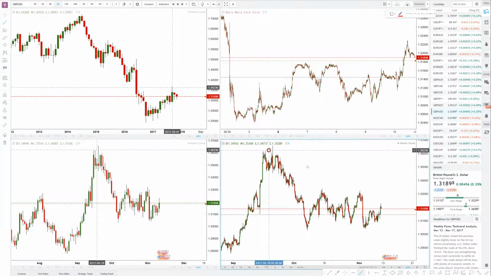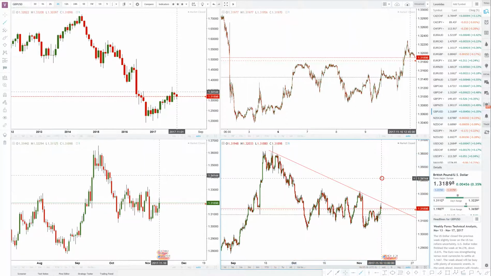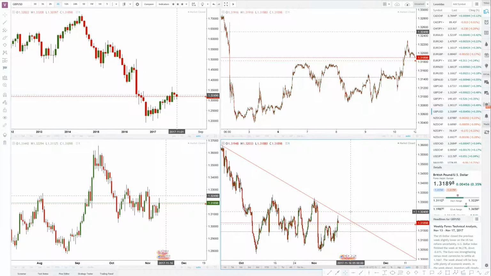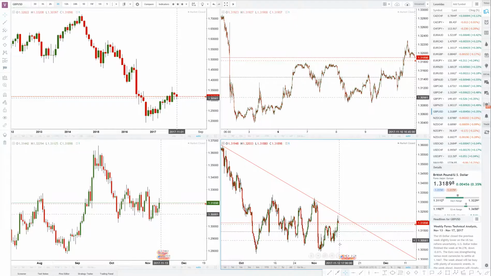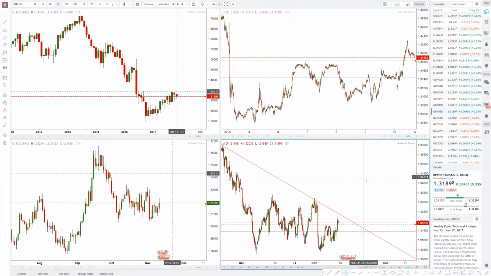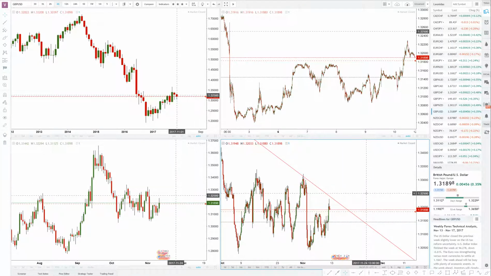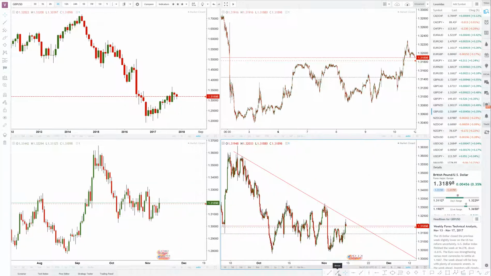But if I threw some lines in here, you know, we're making these higher lows and approaching this trend line. If we break out, we could go a lot higher. All right, so we got to watch out for that. Yeah, I have scratched out GU. I'm not sure why I wrote it down.